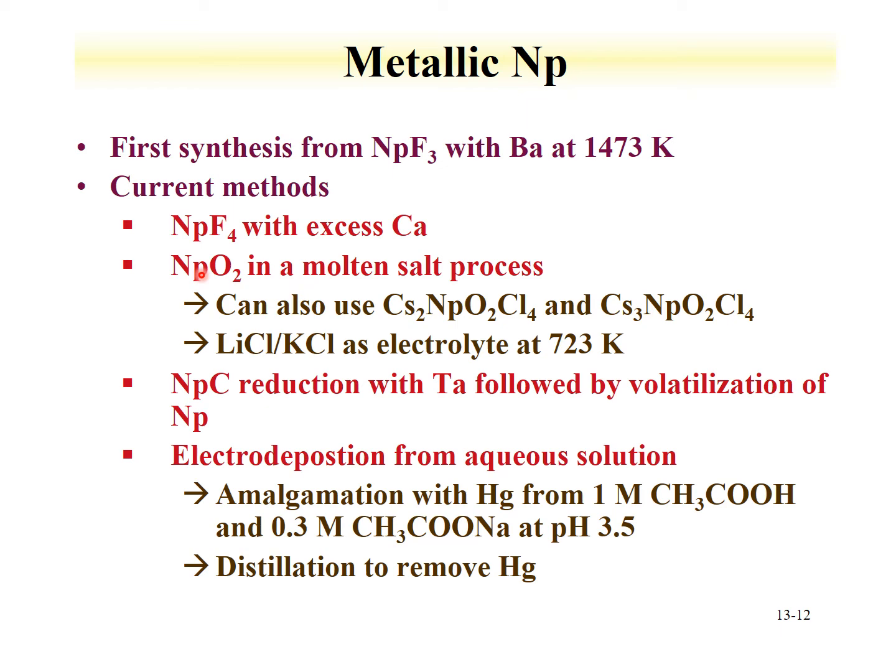So here's something where neptunium dioxide is dissolved in a molten salt. Through electrolysis, one can reduce the neptunium-4 all the way to the metallic state. Work has also been performed in the laboratory on using mercury, making amalgams of neptunium. This also works with uranium and plutonium from an acetic acid solution, and then the mercury can be distilled to produce pure metal.